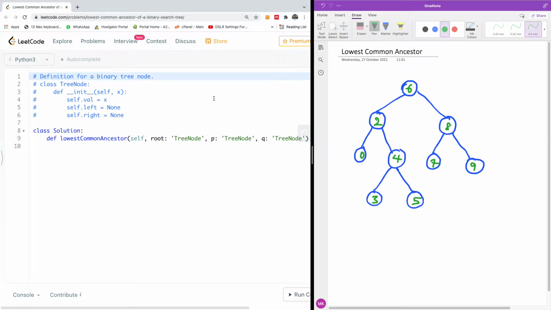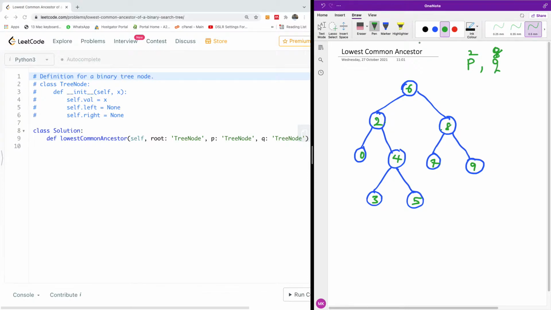So today I'm going to show you an easy way to solve the lowest common ancestor problem in LeetCode. Basically, you have a binary tree and we are given two nodes, P and Q. We want to find the ancestor that is common to both of them and also the lowest one. So if P is 2 and Q is 8, we know that the lowest common ancestor is 6.